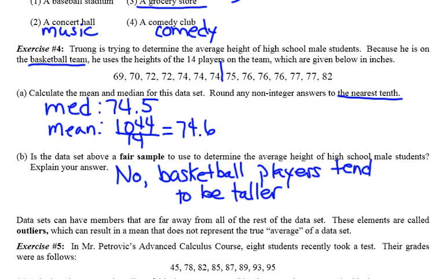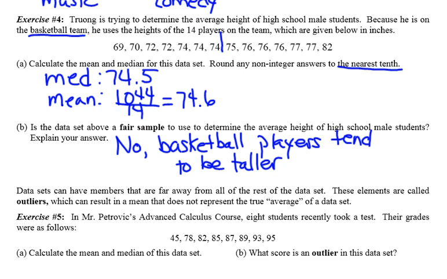So that's really great that those are close together. However, it wants to know, is the data set above a fair sample to use? And if you read it, he took the heights of 14 players from his basketball team. So is it a fair sample for the average height of high school male students? No, because those people who play basketball tend to be a little bit taller, right? When you look around high school teams, college teams, professional teams, those are your tall players because they need to be to play the game.